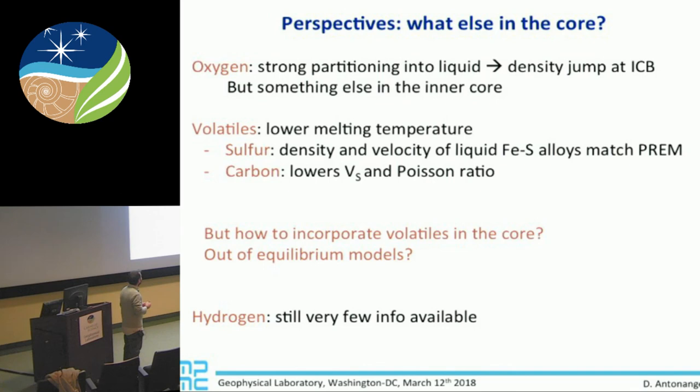So what else? Oxygen is there each time we consider core-mantle equilibration or differentiation. And since it's strongly partitioning, almost exclusively to the liquid, it can well account for the density jump at the inner core boundary. So a lot of the time, oxygen is used to fix this. But for this very same reason, it cannot help in fixing the properties of the inner core, since it doesn't enter the inner core.